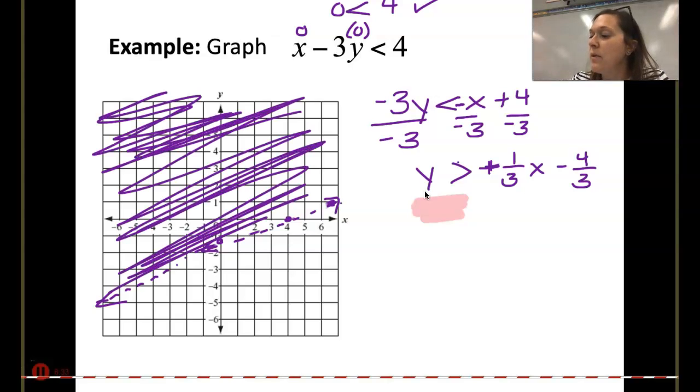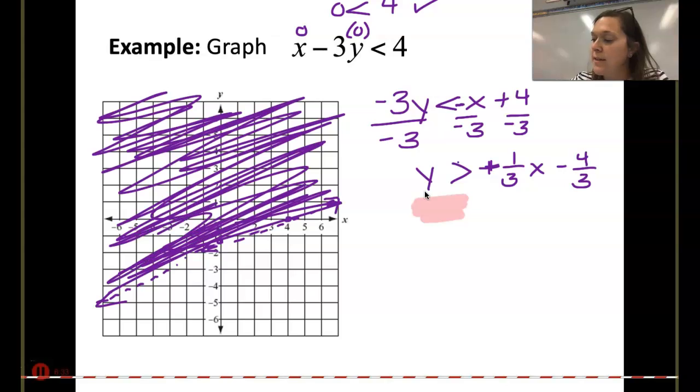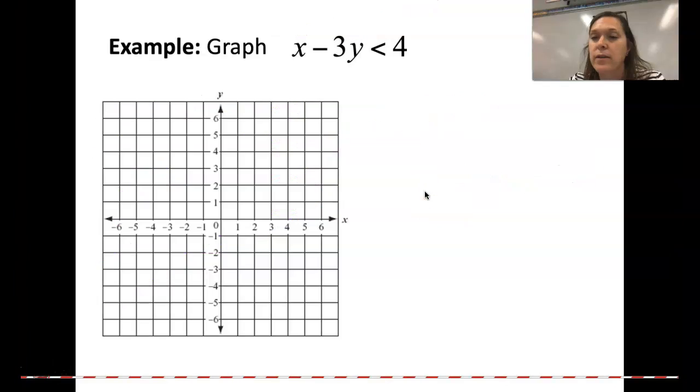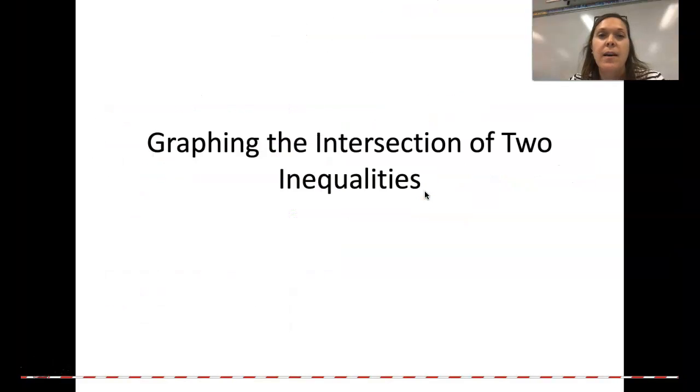So any point within that shaded solution, minus all the points that are on the dotted line, would be solutions to that given inequality. Okay, because all the points on the line would be exactly equal to 4, and we don't have that equals to there. So that's why they're not solutions. Okay, so hopefully we are good to go with graphing a single linear inequality in 2 variables.